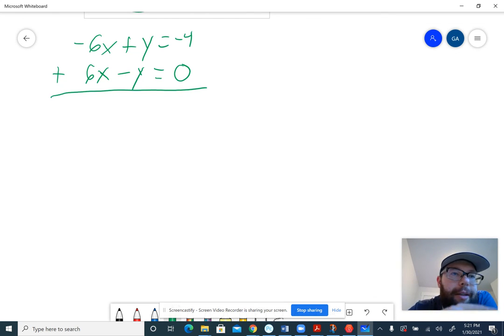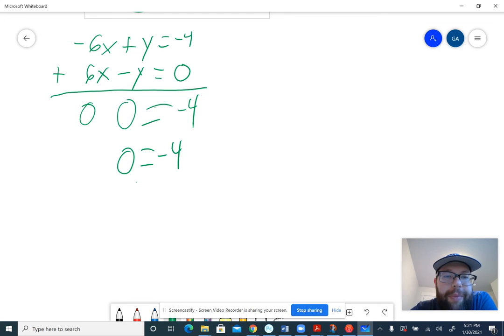So add negative 6x plus 6x is 0. Positive y plus negative y is 0. So both variables cancel out, telling me it's going to be one of my special cases. Negative 4 plus 0 is negative 4. Okay, so I'm left with 0 equals negative 4.